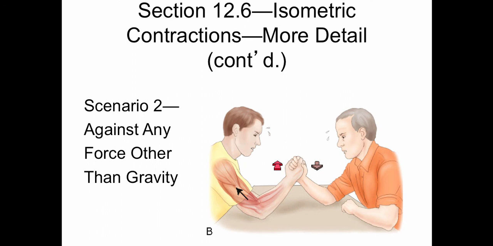Isometric contractions can not only hold a body part up against the force of gravity, but can also hold a body part in position against any force other than gravity. This other force could come from another muscle contracting within the body or from an external force. When a person arm wrestles and the force of the person's isometric contraction is exactly equal to the opposing force from the other individual, neither force is capable of moving the body part, so the parts remain statically still.